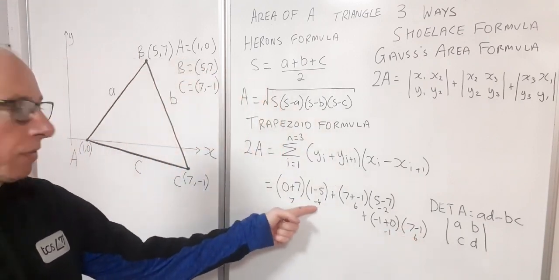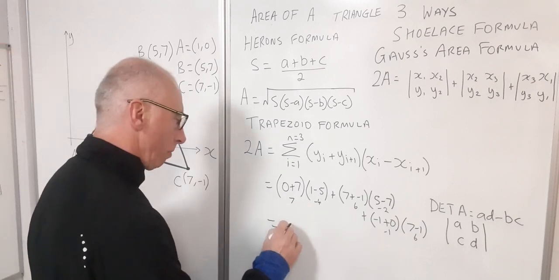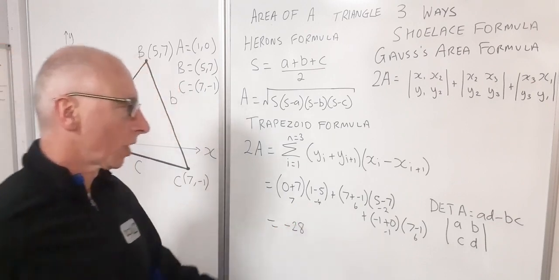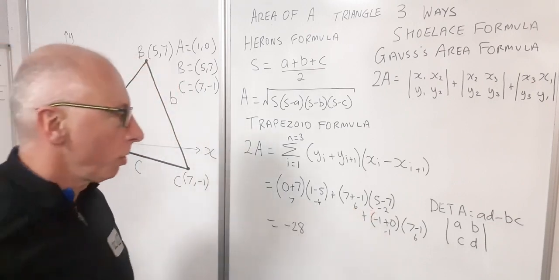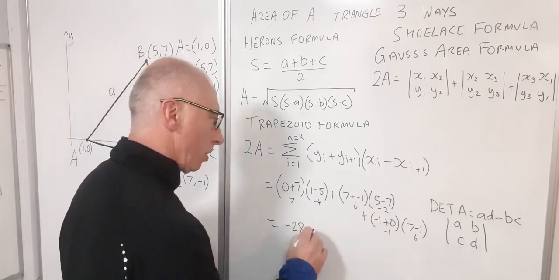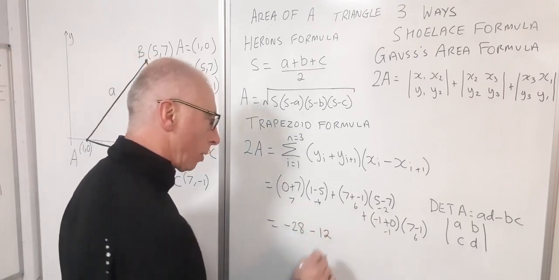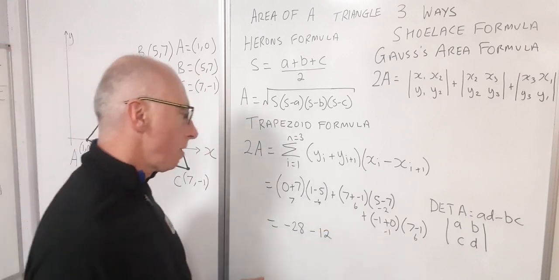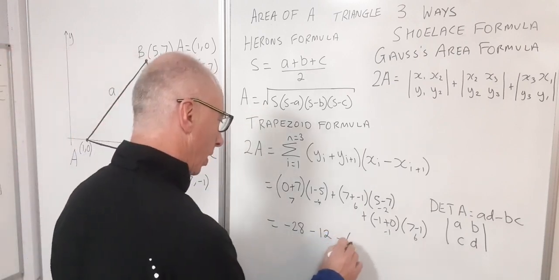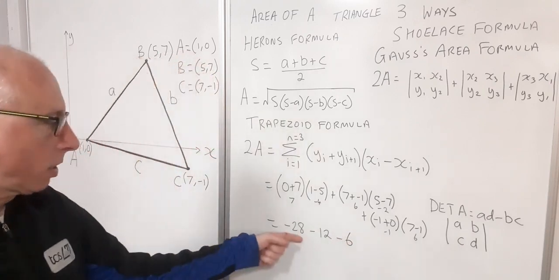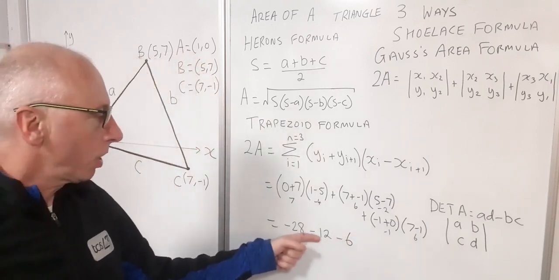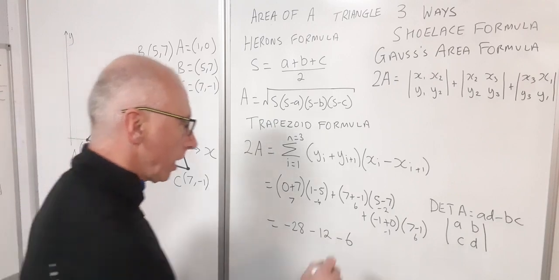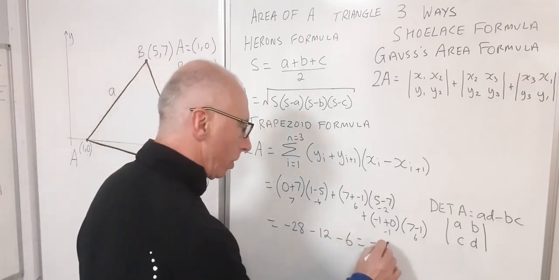Okay, so now we've got 7 times minus 4, which is minus 28. 6 times minus 2, which is minus 12. So now I can just subtract another 12. And minus 1 times 6 gives me minus 6. Okay, so add these up. Minus 28, minus 12, minus 6. That gives me minus 46.